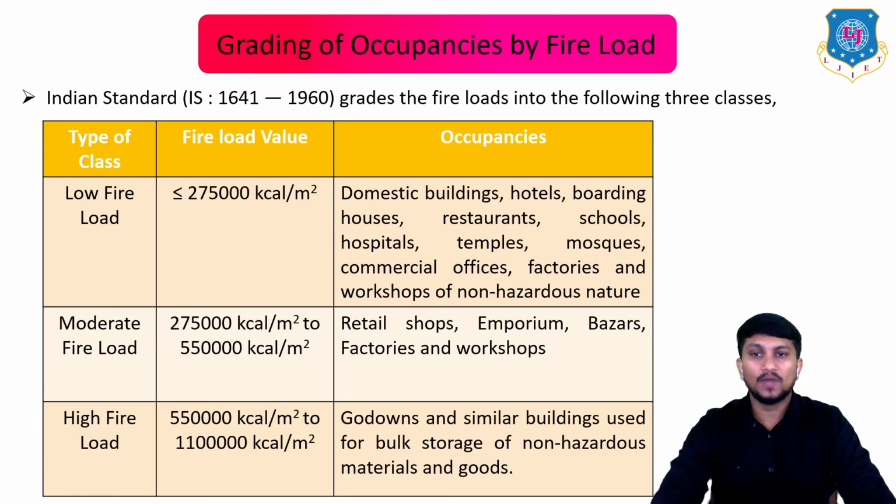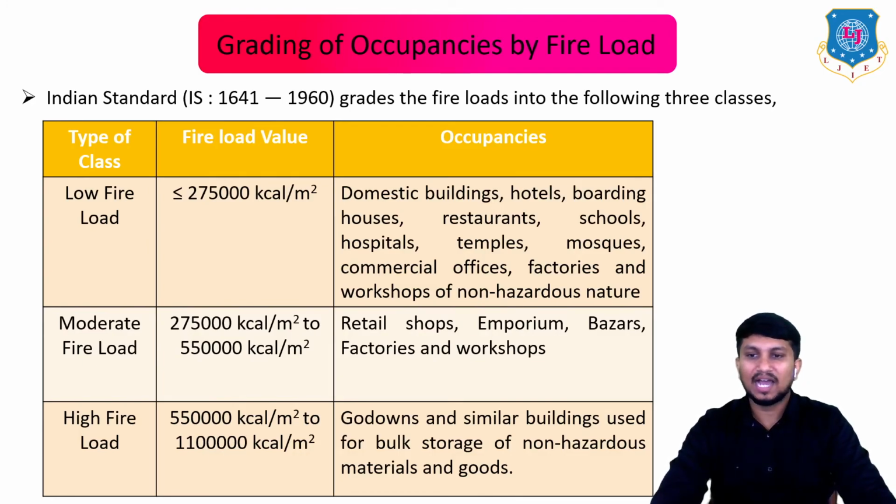Examples where this type of fire load is found are retail shops, emporium, bazaars, factories, and workshops. Okay, because these have the storage of a number of materials, and these materials are liable to burn. So because of that, the class is moderate.